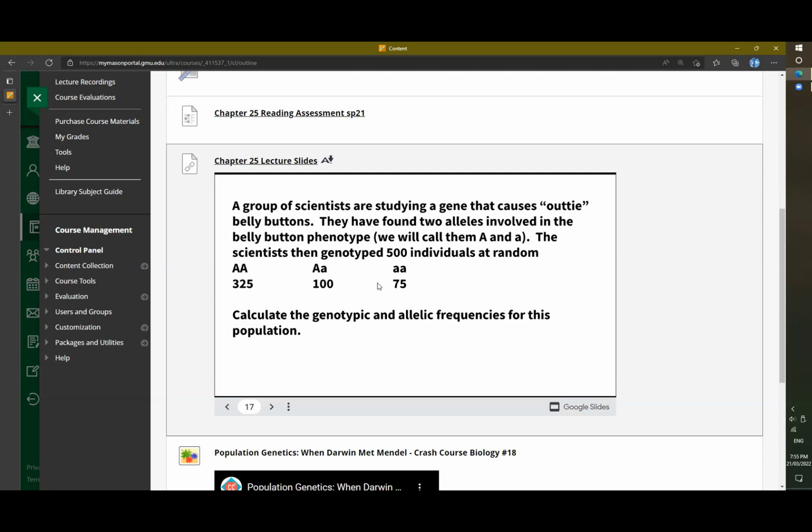Or you could do the same math, and we see that in these 325 homozygous dominant individuals, we see lowercase a 0 times. In the heterozygous individuals, we see lowercase a once. There are 100 of them. And in homozygous recessive, we see lowercase a twice. So we'd have 2 times 75 plus 1 times 100 plus 0 times 325, divided by 1,000 alleles total.